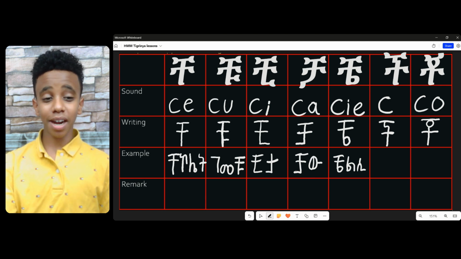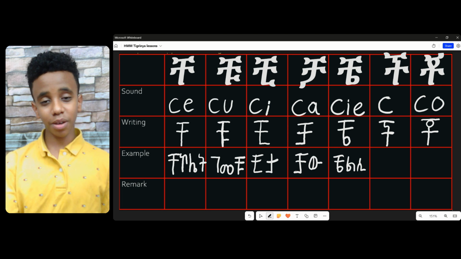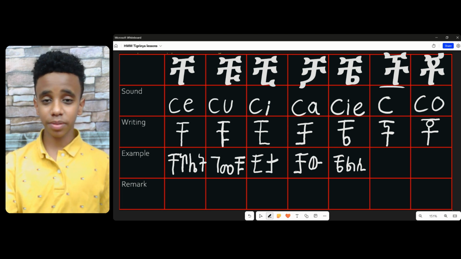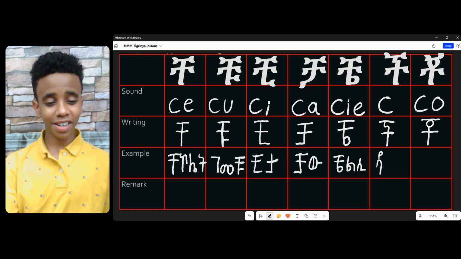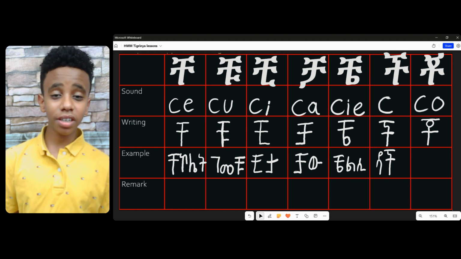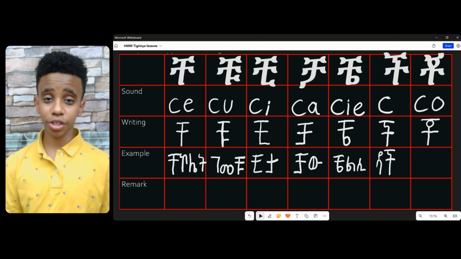So let's go to our sixth example. Our sixth example is made up of the letter ch. Our example for the letter ch is da ch. Oh god, I was trying to say again. My bad. Okay, da ch. Dutch. Dutch in Tigrinya means Dutch in English.